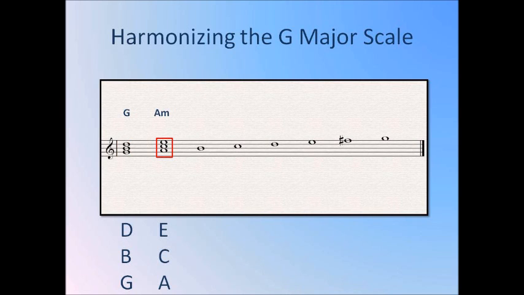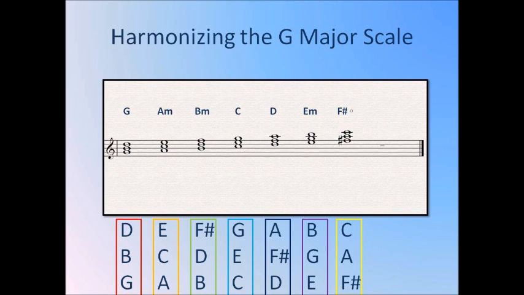The next note in the scale is A, and if we stack intervals of diatonic thirds, diatonic meaning only notes belonging to the key, in this instance the notes from the G major scale, we get the notes A, C and E, which make up the chord A minor. If you repeat this process on each scale degree of the G major scale, you will end up with the chords G major, A minor, B minor, C major, D major, E minor, and finally F sharp diminished.